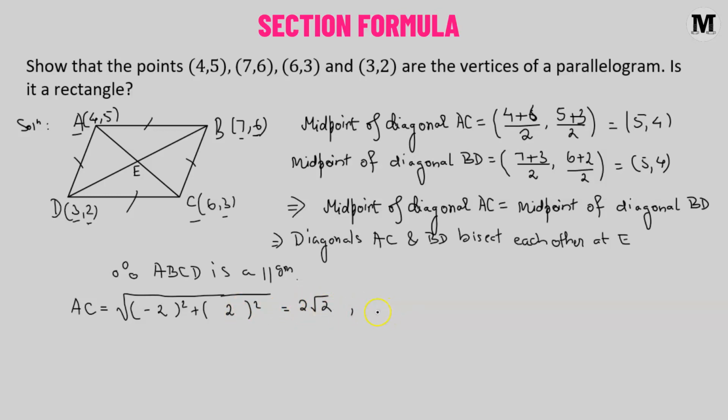Let's obtain the length of the other diagonal BD. We take the square root; underneath the square root, first we take the difference of the x coordinates, square it, and then add it to the square of the difference of the y coordinates. The difference of the x coordinates is 7 minus 3, which is 4. So we have 4 squared, and then the difference of the y coordinates, 6 minus 2, which is 2. We have 2 squared. Now 4 squared is 16, 2 squared is 4. So this gives us a value of square root of 20, or simply 2 times square root of 5.